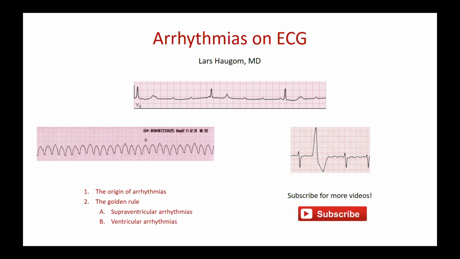Hello everybody, physician Lars Haugom here again, and in this video we're going to be discussing cardiac arrhythmias and how they appear on the ECG. We're going to be discussing a little bit about the origin or creation of arrhythmias, how it occurs, and then we're going to discuss the golden rule, which is how we can divide cardiac arrhythmias into two big groups, the supraventricular ones and the ventricular arrhythmias.